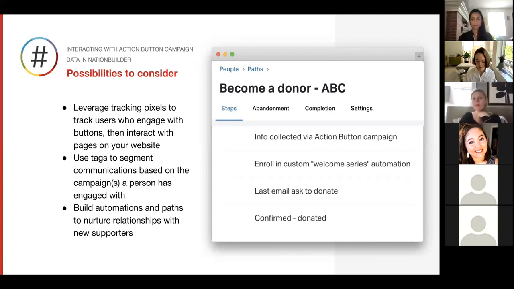But I think this is, again, really grounding us in some of the current functionality. I think there will be a lot of updates for us to share on this front, but really just wanted to get into some of the technical details about how you might interact with some of this data that's collected via an action button campaign in NationBuilder.